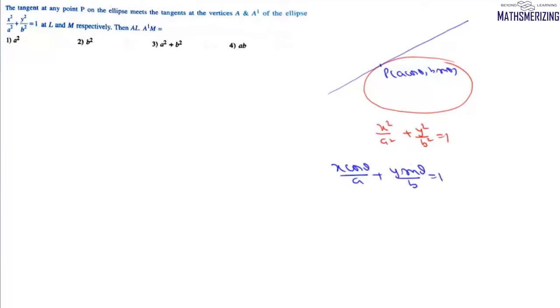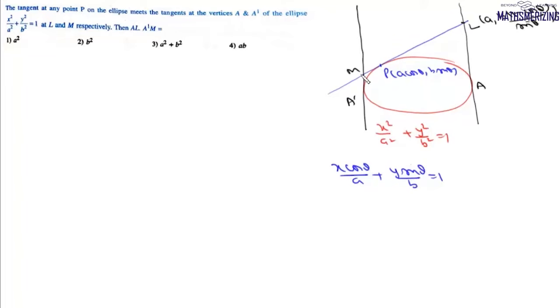Now the question says this tangent intersects the tangents at vertices A and A dash at L and M. So this is L and this is M. So for this point of intersection, we know that its x coordinate will be simply a. Now we'll put the x coordinate as a, and we'll get the y coordinate as b (1 minus cos theta) upon sin theta. So it will be b (1 minus cos theta) upon sin theta.